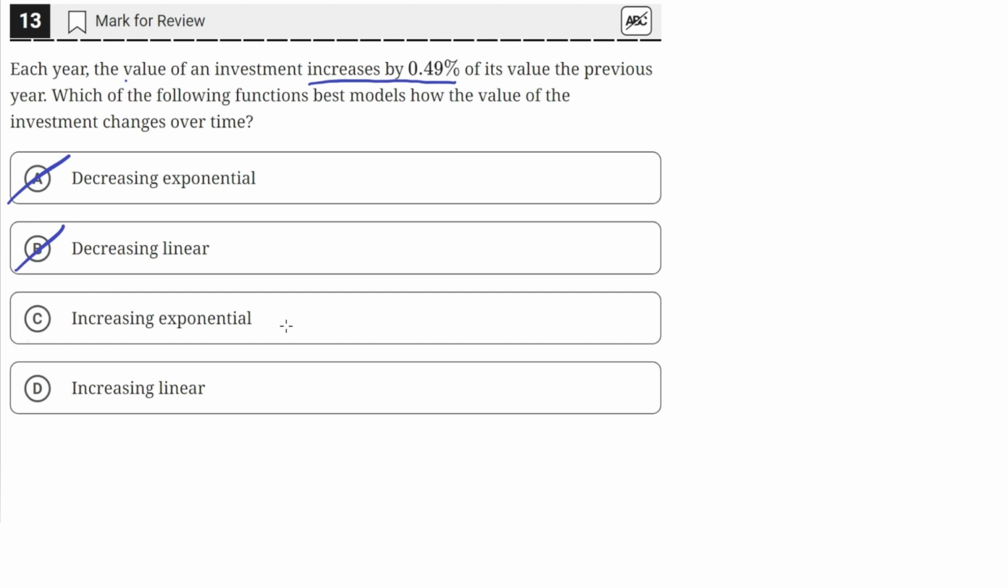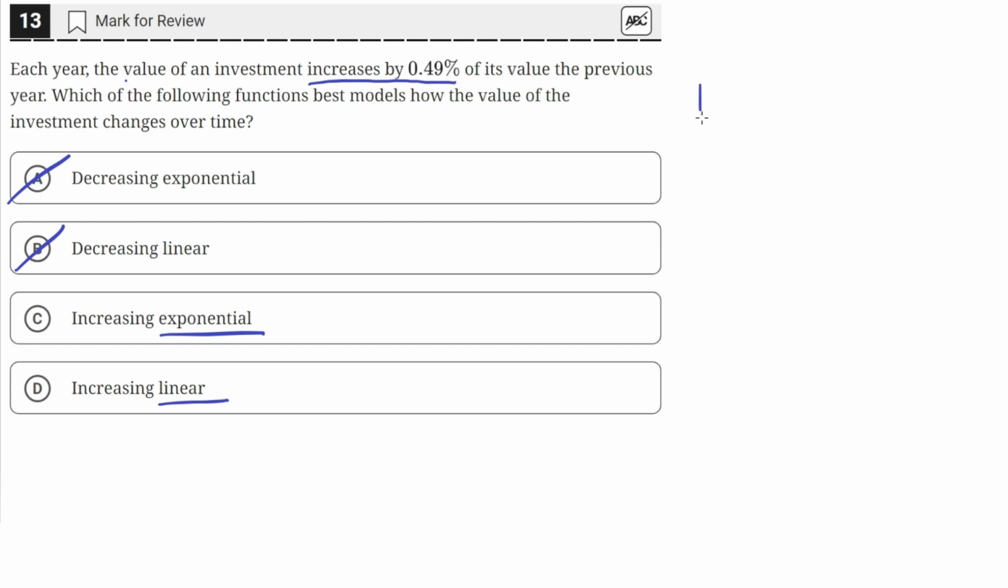Okay, so now we're just down to C and D. So C says it's an increasing exponential, and D says it's an increasing linear. So just by looking at the problem statement, we can see that it's exponential because it says that the value of the investment is increasing by a fixed percentage, 0.49%. It's not increasing by a fixed value or a fixed number, like say $20 every year. That would make it linear since it's a constant change in the investment. But this is a constant percentage change.